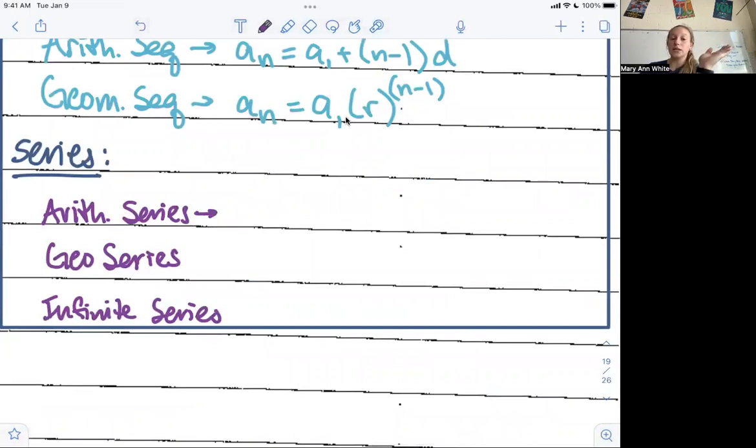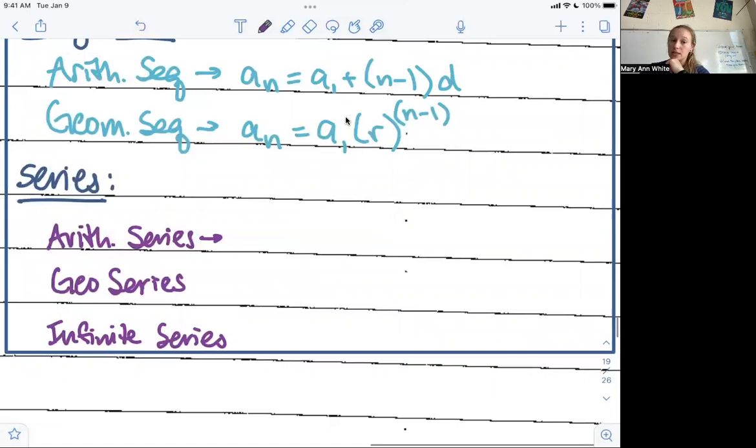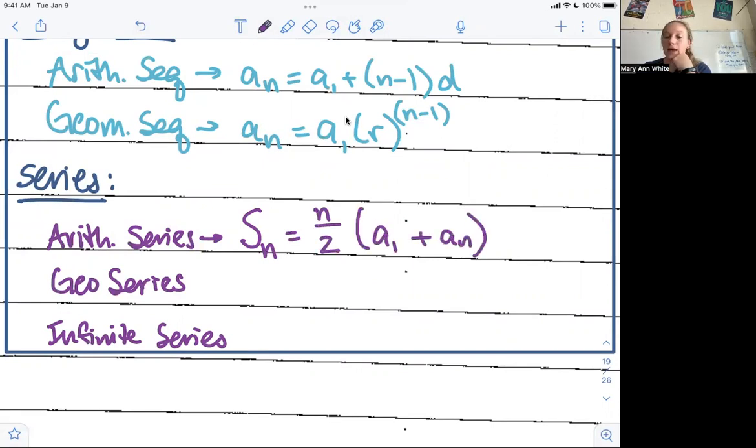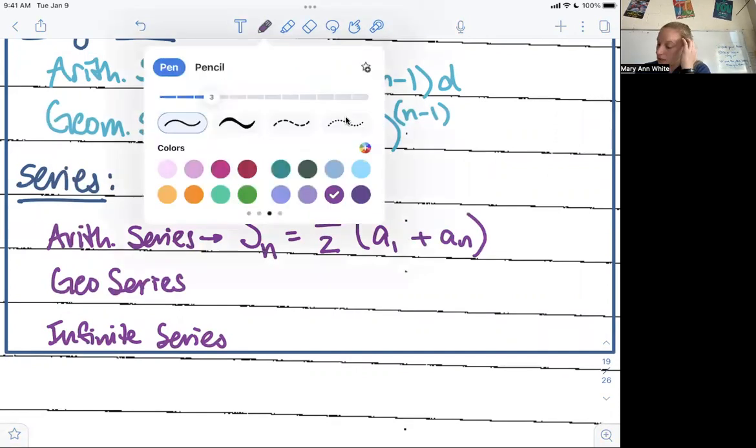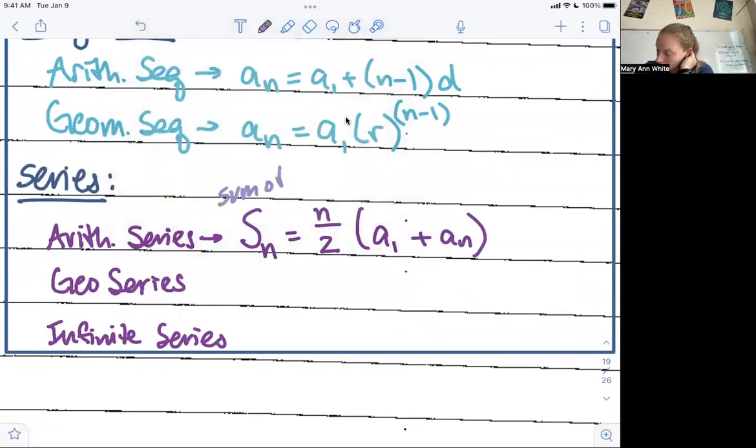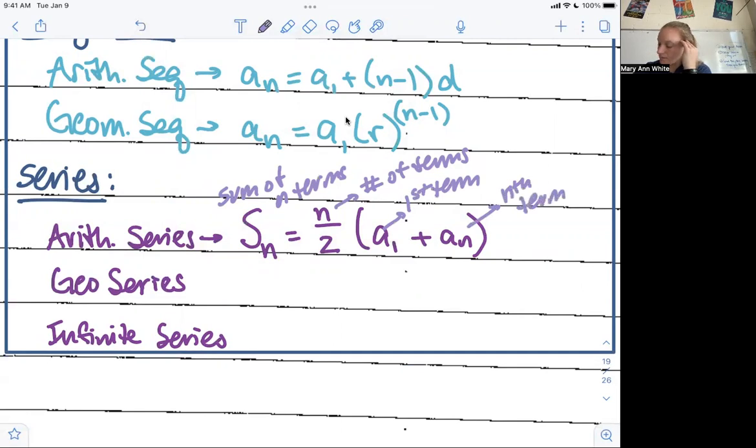Arithmetic series is when you have a list of numbers that add and subtract just like arithmetic sequences, but you're doing the sum of all of those. So the formula we're going to use for that is S sub n equals n over 2 times a1 plus a sub n. S sub n means sum of this list of numbers. Sum of n terms. n is how many terms we have. a1 is my first term, as we should know, and then a sub n is my nth term.